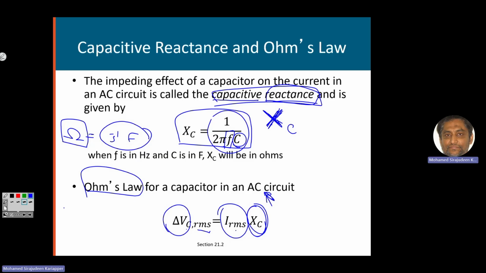So you need to know these formulas. Of course, it will be in the formula sheet. All you have to do is look at the formula. Even if you forget, no problem. You should know Ohm's law: Delta V is equal to I times R, but instead of R, you put the reactance. For a capacitor, the capacitive reactance.